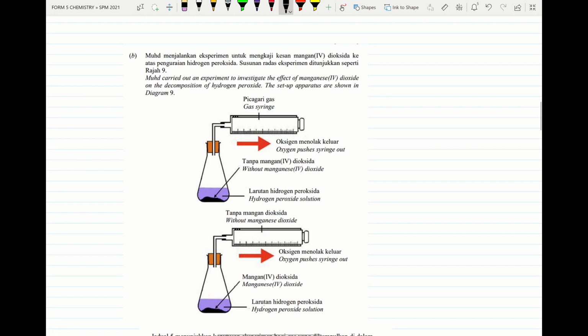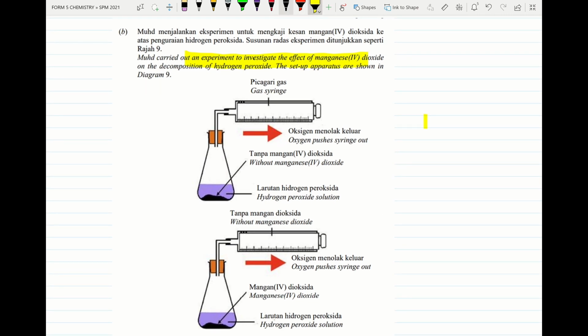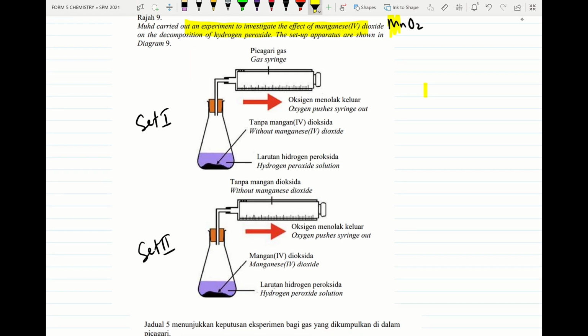All right, we try to check this question. Mohammed carried out an experiment to investigate the effects of manganese(IV) oxide. So this will be the catalyst. Please remember MnO2 will be the catalyst. So we have here set 1, or experiment 1, and here we have set 2, experiment 2. This reaction is without the presence of catalyst. Here we have catalyst.